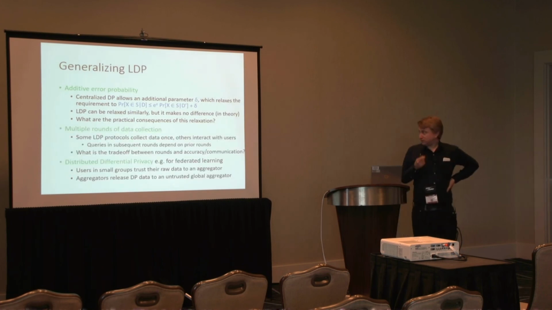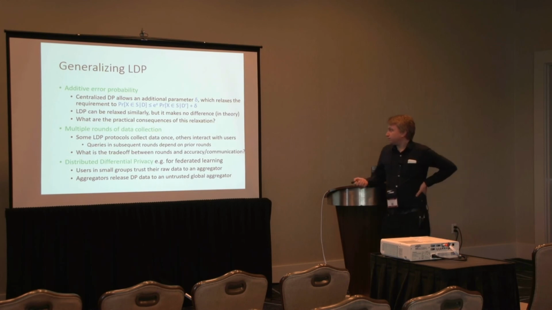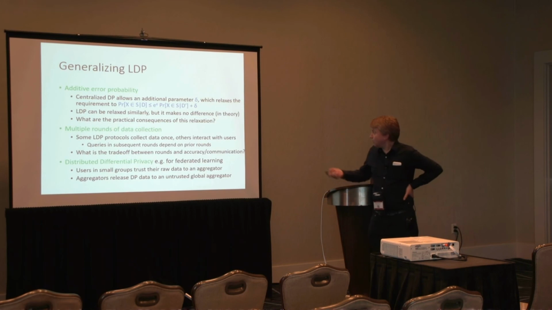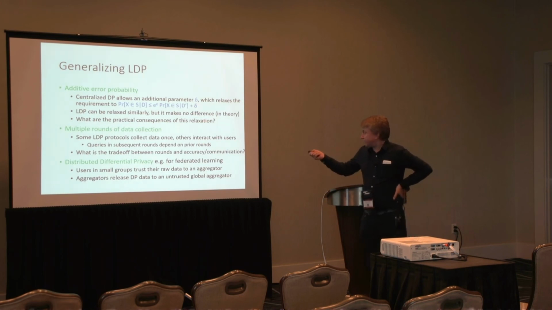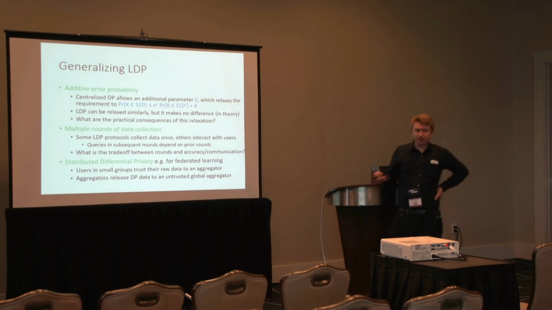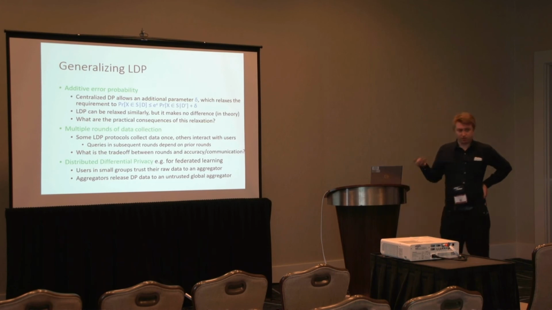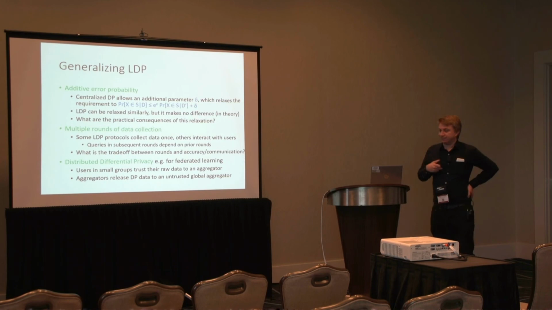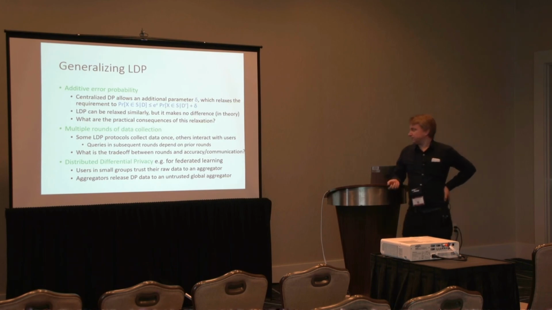And just say briefly on these things. In the centralized differential privacy model, there's a standard generalization that takes that multiplicative part of the guarantee and says, oh, in addition, you can have an additive delta. I think you can fairly naturally apply that to LDP, and it doesn't really make a fundamental difference to the theory. But you could still ask, is it a useful relaxation for practical applications?